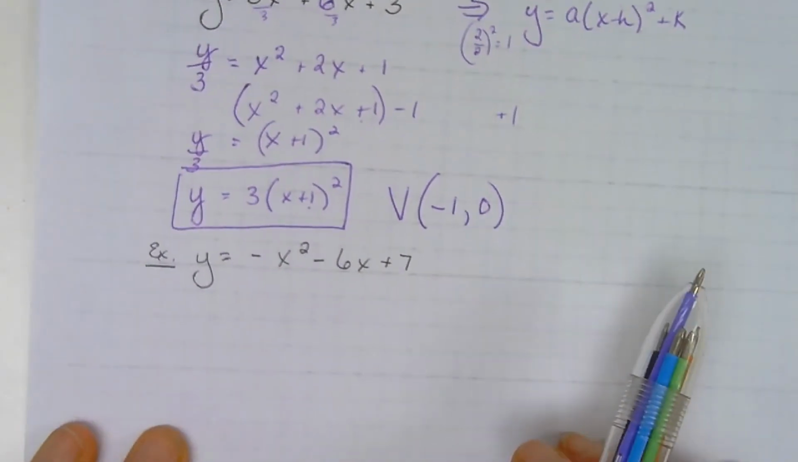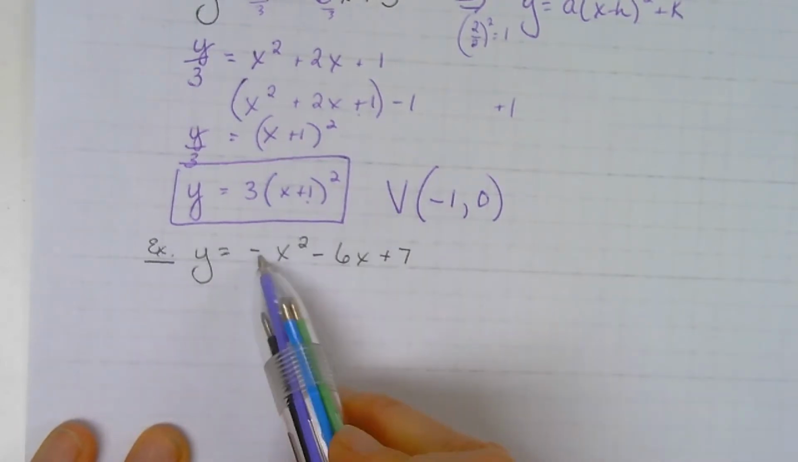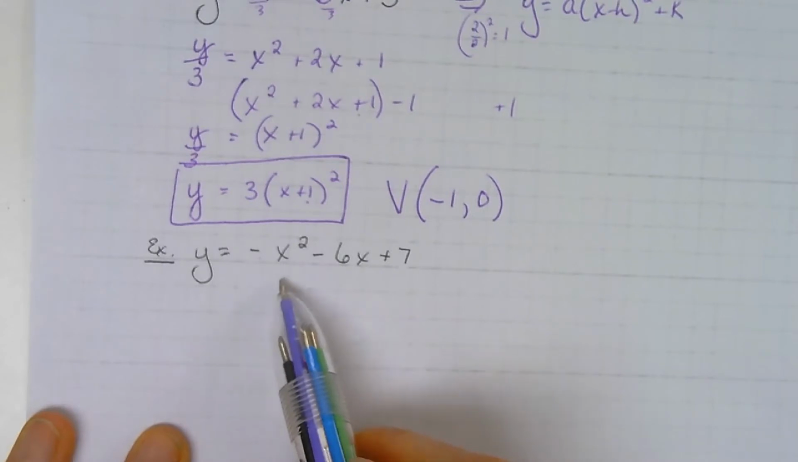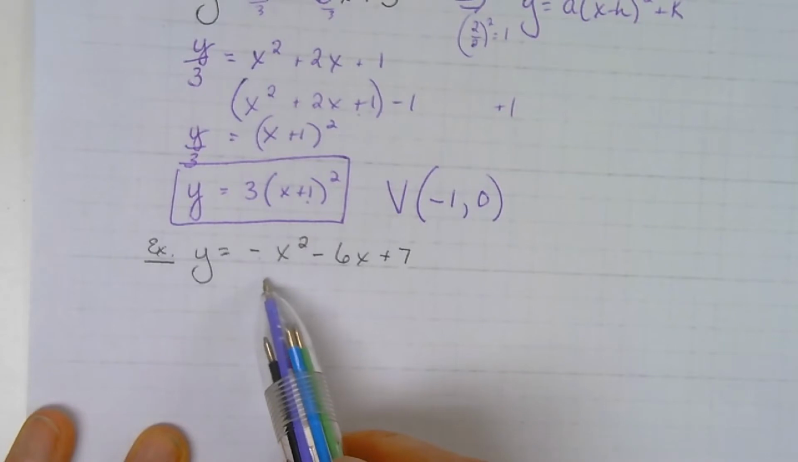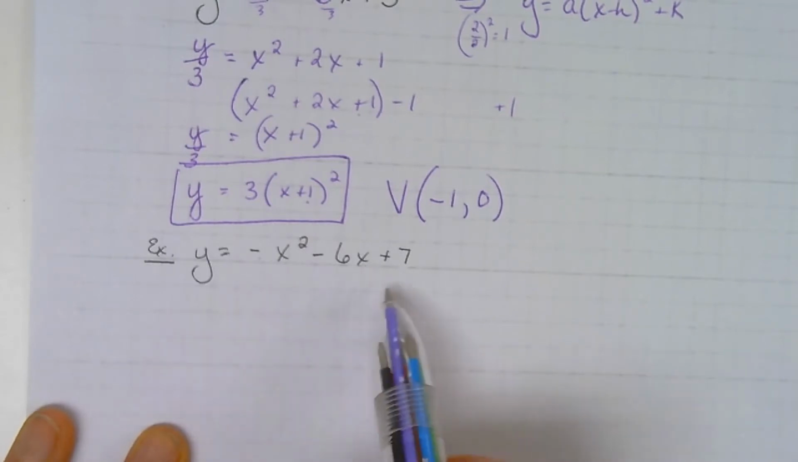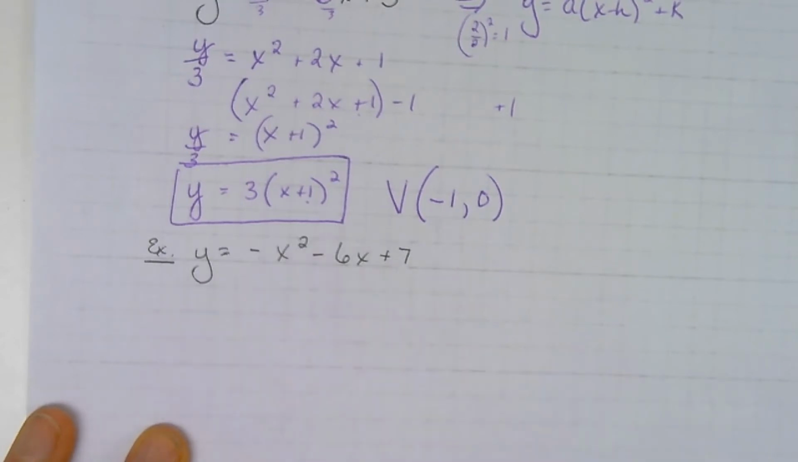Now the next example has a negative in front of the x squared, which means it has a negative 1. We want 1. So we are going to divide everything by negative 1, and that will make it possible for us to get a 1 in front of x squared.